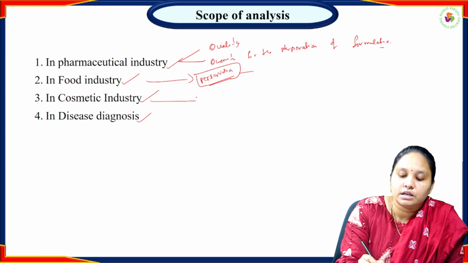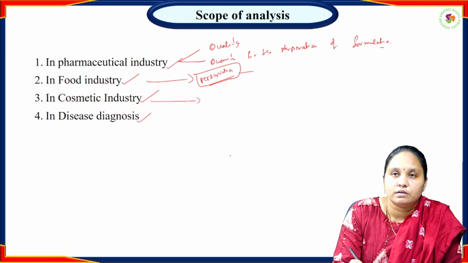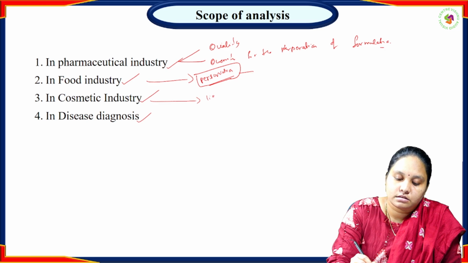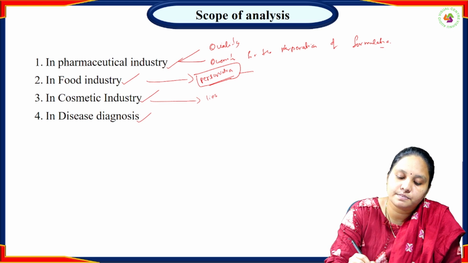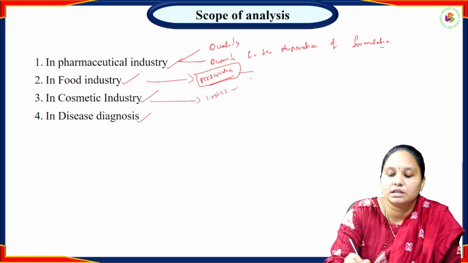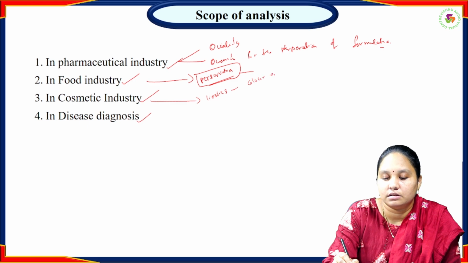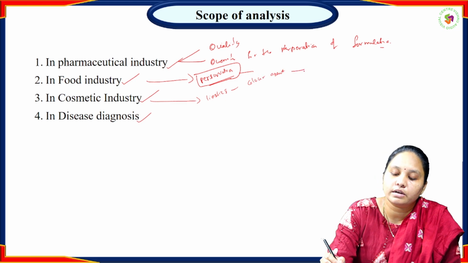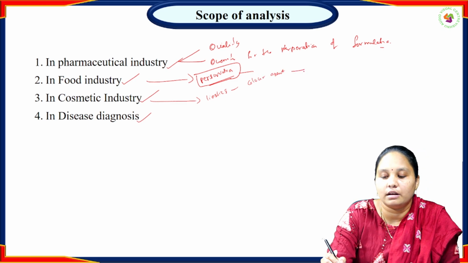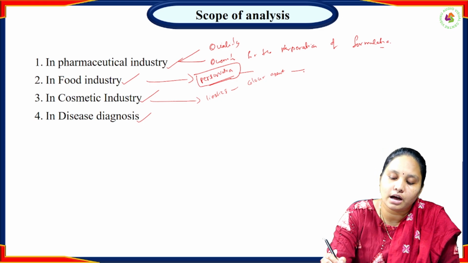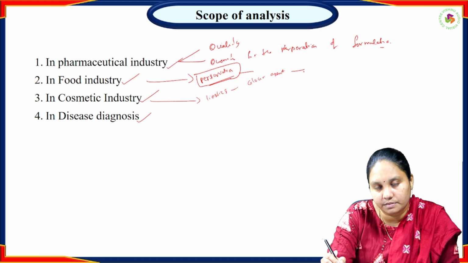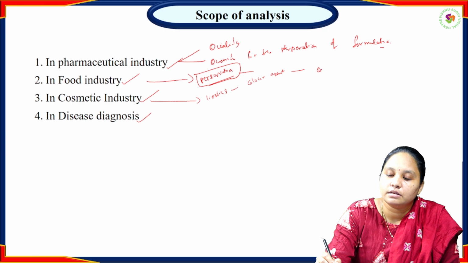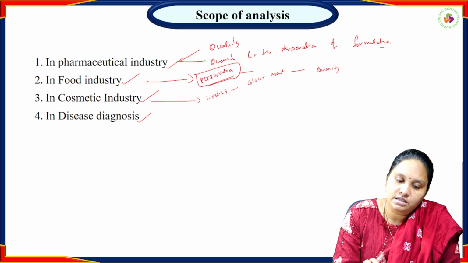Next, in the cosmetic industry. In the cosmetic industry also, especially lipsticks, it is having a color agent. It is also one of the chemicals. At what level, at what quantity we need to add this coloring agent to this particular lipstick? That quantity we can identify by the analysis techniques.